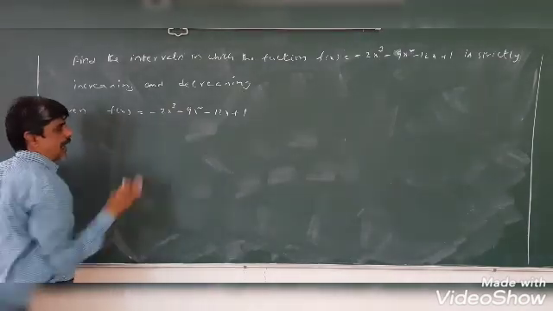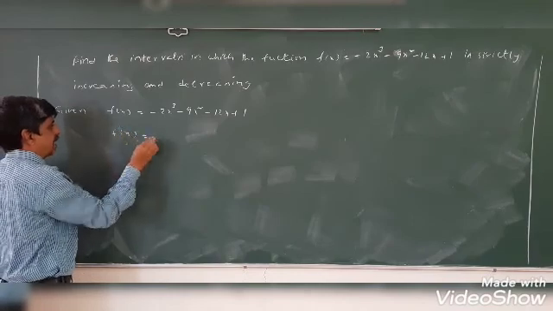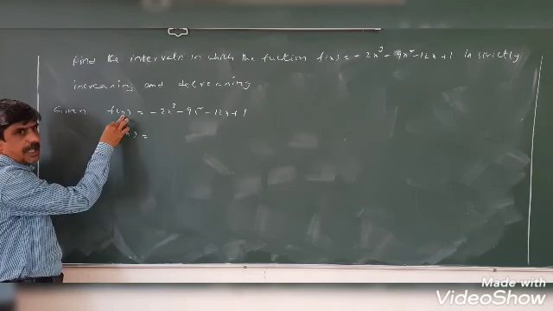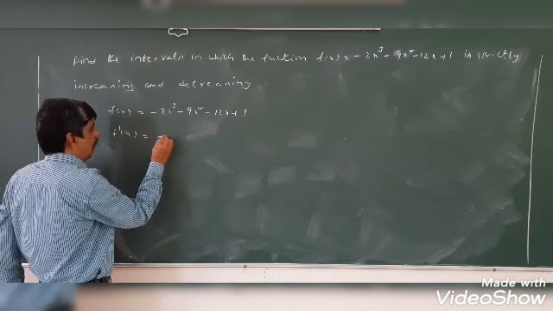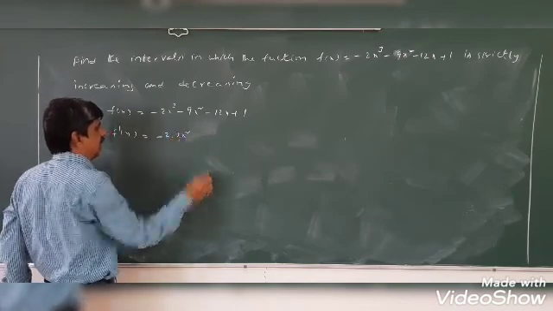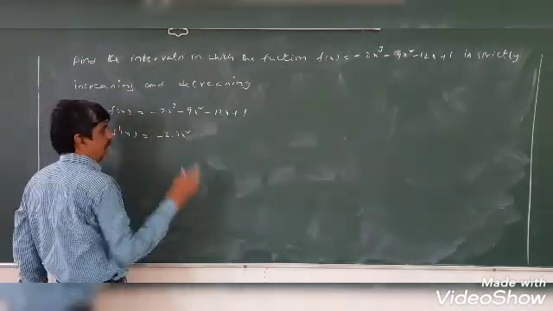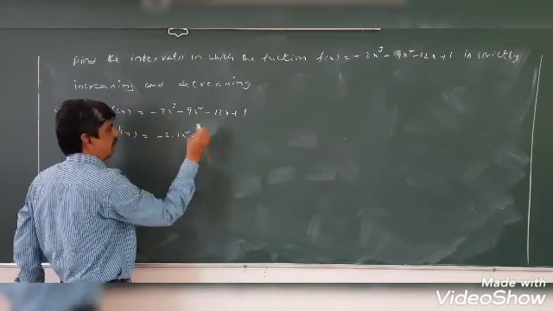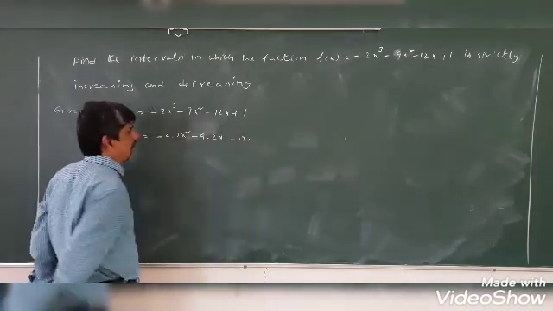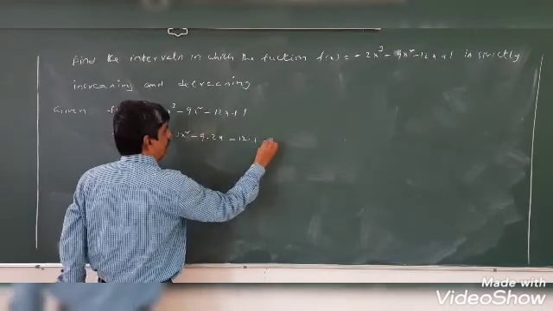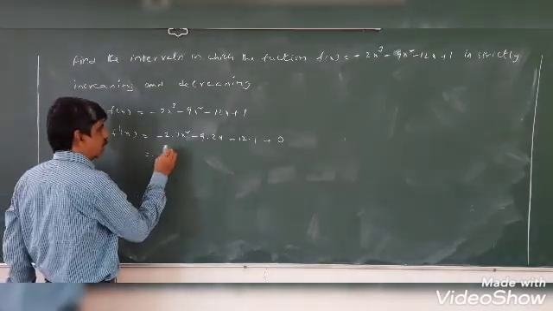Now differentiate with respect to x on both sides. d by dx of f of x we write as f dash x. Here d by dx of x is 1. So d by dx of minus 2x cube, derivative is 3x square. Here d by dx of x is 1. Minus 9 into d by dx of x square is 2x. Minus 12 is a constant multiple; d by dx of x is 1. Plus d by dx of a constant is 0. So this is minus 2 into 3.